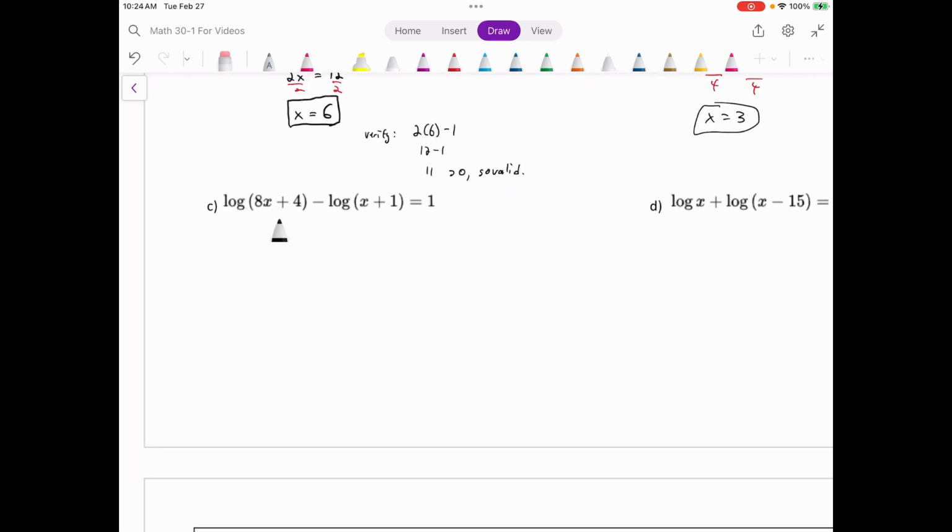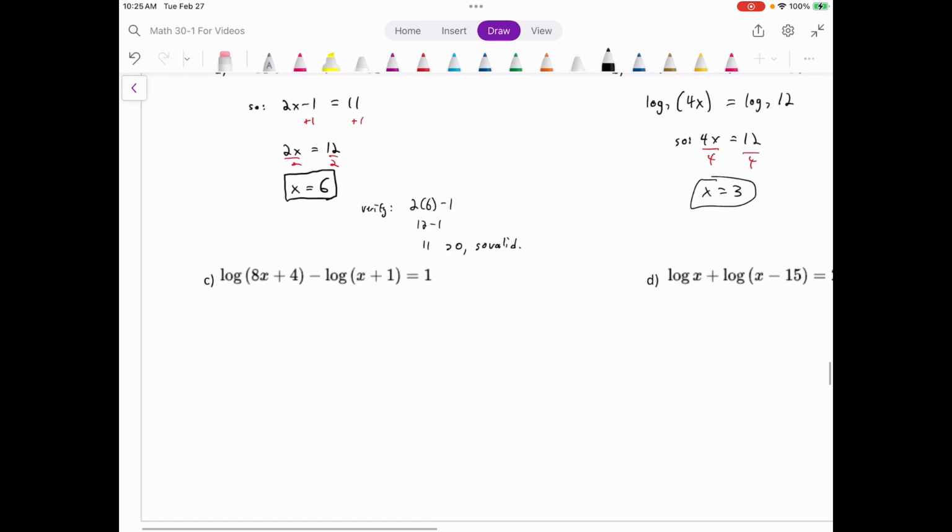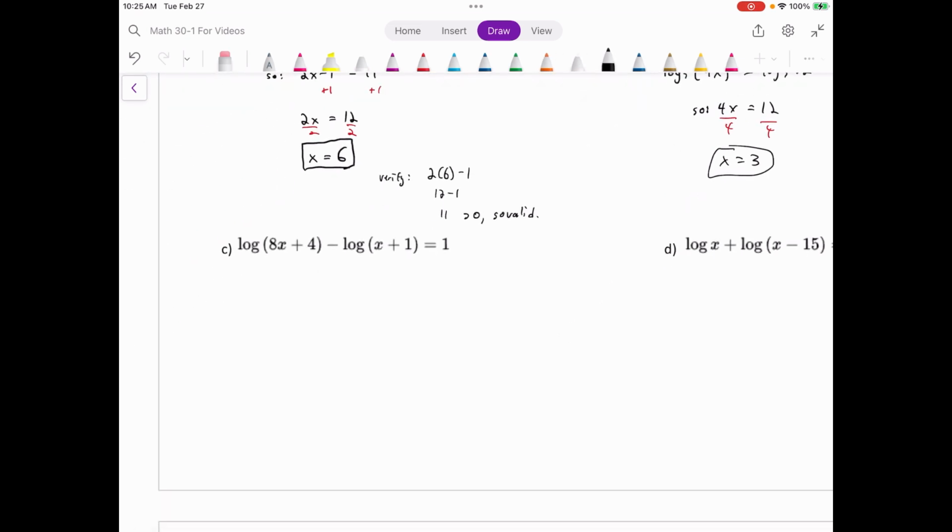So taking a look here, we've got log of 8x plus 4 minus log of x plus 1 equals 1. Now everything isn't a log, so I won't necessarily be able to do what we did here and get log base b of something equals log base b of something else, and then show that those two must be the same thing. Although we actually could approach it that way. We'll have to get a little creative. I'll show you that when we get there.